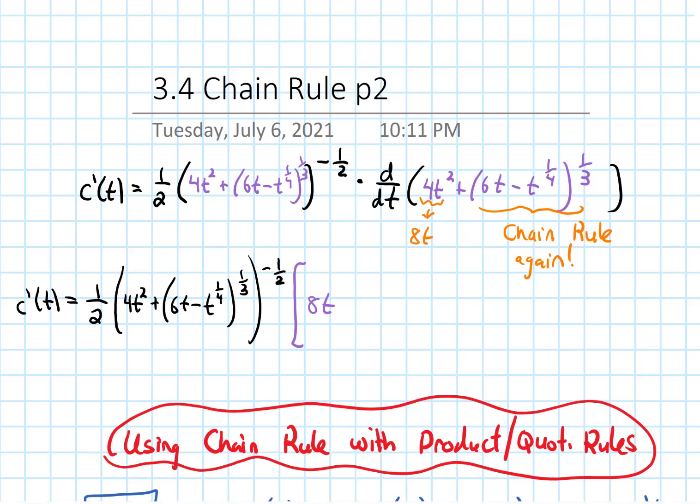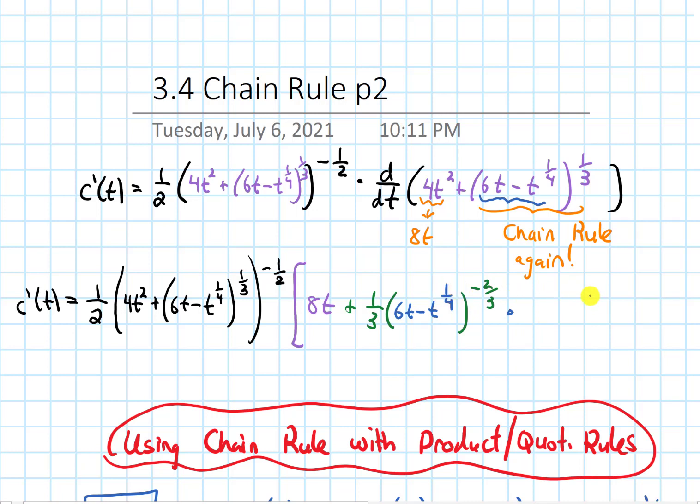And then we need the chain rule on this stuff to this 1/3 power. So first I deal with the outside part, which is that power. Power comes down. And then I subtract 1 from the power to get a negative 2/3. And when we do that, we don't just write t here, because the chain rule says, well, keep plugging the same inside function in. And the inside function for this part of the chain rule is the 6t minus t to the 1/4. And that's going to get multiplied by its derivative, the derivative of the inside thing, which I'm just going to go ahead and do.